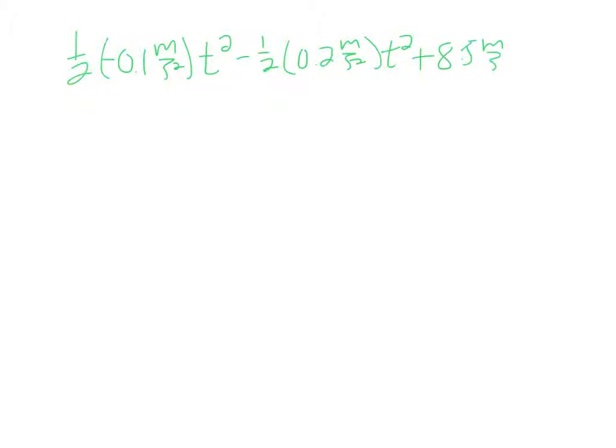1/2 A_L was negative 0.1 meter per second squared t squared minus 1/2 of 0.2 meters per second squared t squared plus 8.5 meters per second t minus 8 meters per second t plus 15 meters equals 0.